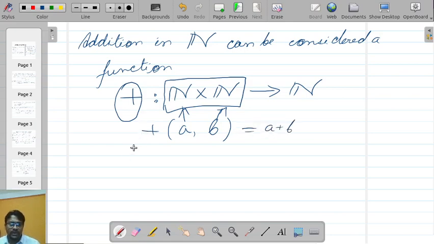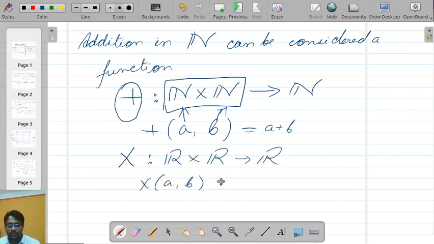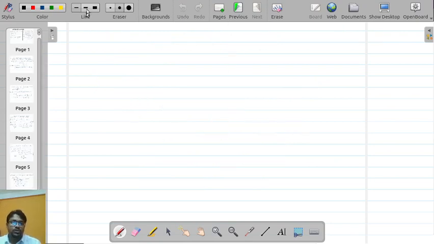Similarly, multiplication, say from the set of real numbers cross the set of real numbers, is also a function. Multiplication of a comma b is denoted by ab. So this is a function. Whatever operations we do, we can write them as or denote them as functions. In group theory or abstract algebra, these are called binary operations.